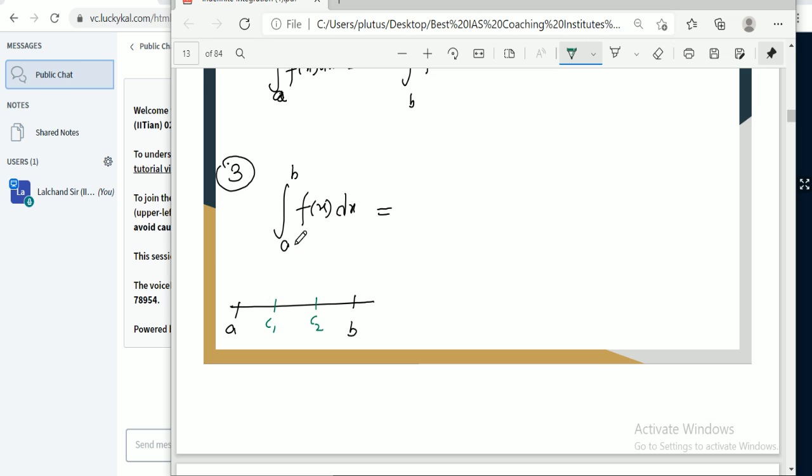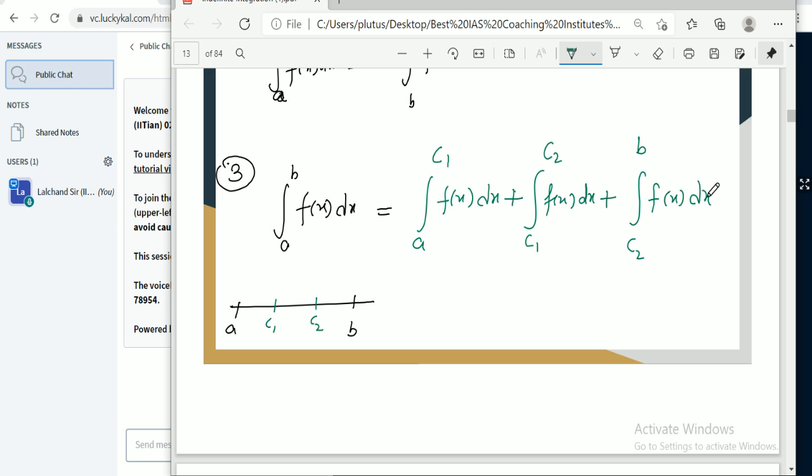So we can break this integral into particular intervals: a to c1 f(x) dx plus c1 to c2 f(x) dx plus c2 to b f(x) dx. These two will be equal, these two integrals will also be equal. So this is the third property.